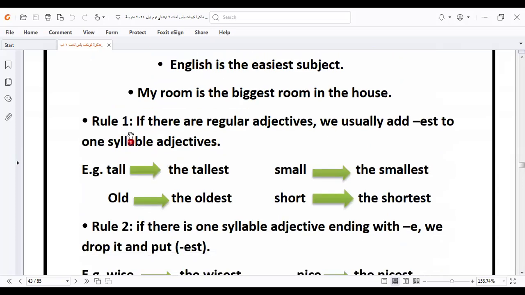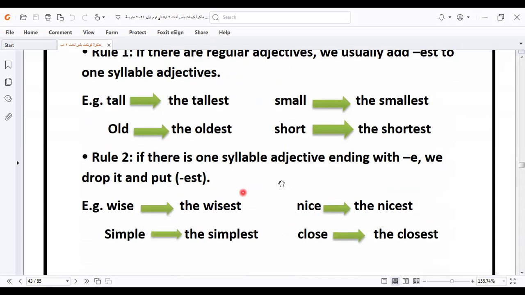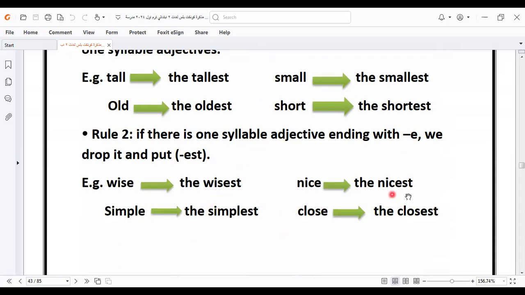Here we have rule one, as we took it in the comparative. Here we have some rules we must follow when we make the superlative form. If there are regular adjectives, we usually add est like this: smallest, shortest, the tallest, oldest. We put the before adding est like this: the tallest, the oldest, the smallest, the shortest. Rule two. Here we have one syllable adjectives ending in e, like the wisest, the nicest, the simplest, the closest.